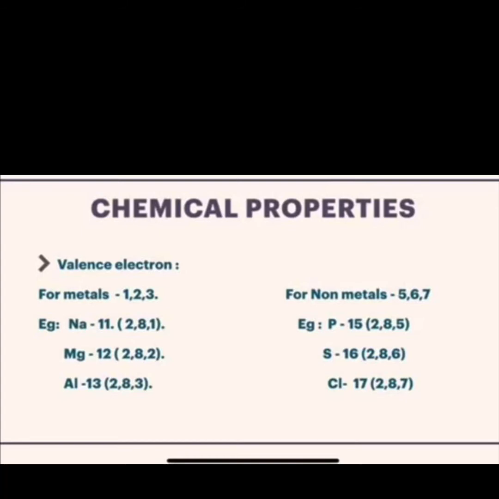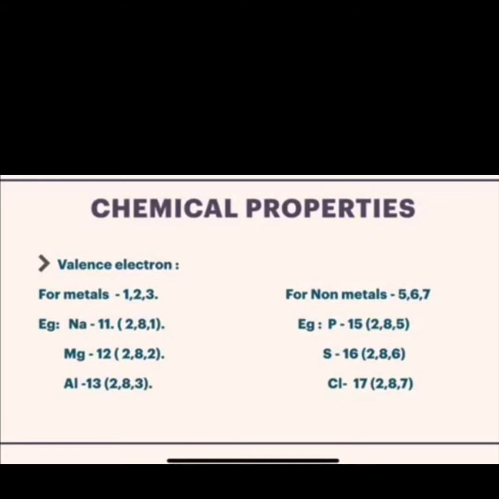Let's see in the case of non-metals. For non-metals, the valence electrons will be either 5 or 6 or 7. First, in the case of phosphorus, children, atomic number is 15.